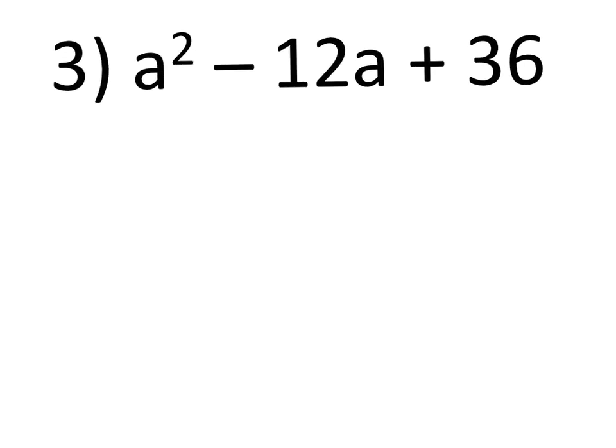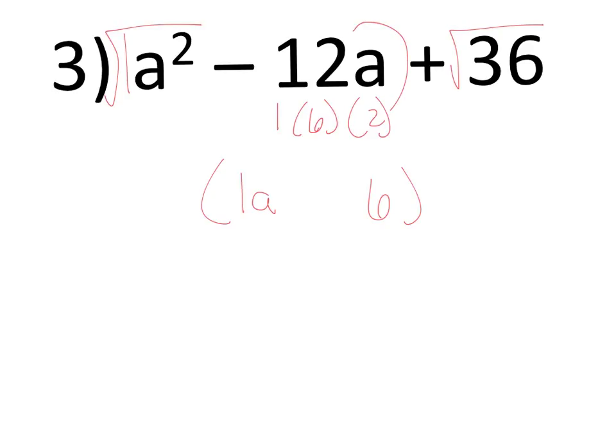Okay? So now keep in mind on number 3 here, that in the front there's always that 1, even though we don't put it. So I square root it, and I'll get 1a, or just a, square root this, and get 6. All right, and now check the middle. Square root of 1 is 1. Square root of 36 is 6, and then multiply it by 2. Does that get me 12? The answer is yes. So if it gets you 12, we're going to drop the sign straight down, okay? So I'm going to have 1a minus 6, and then it's going to be squared. And that's going to be your answer.